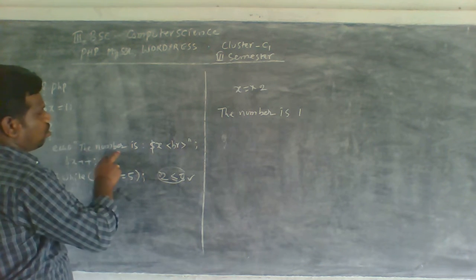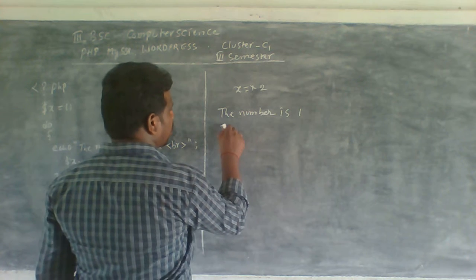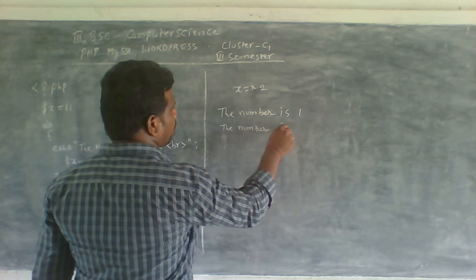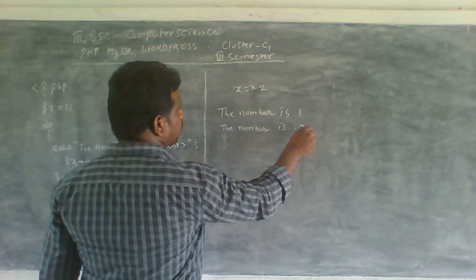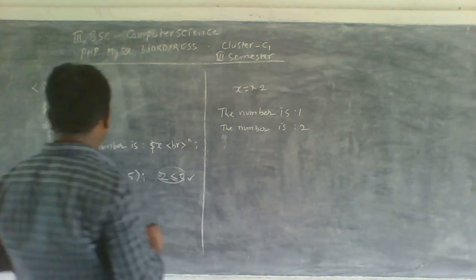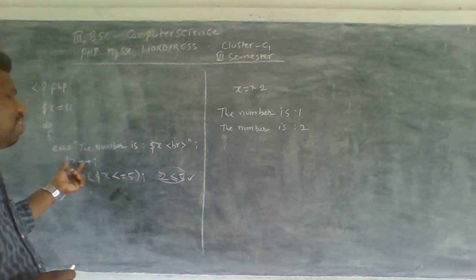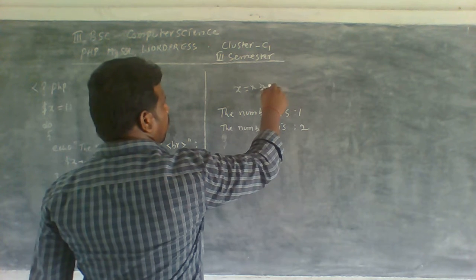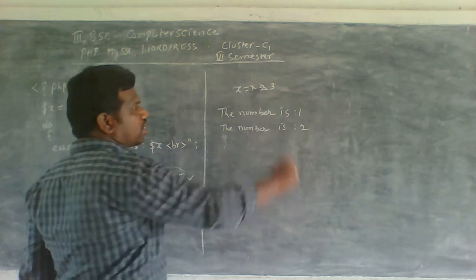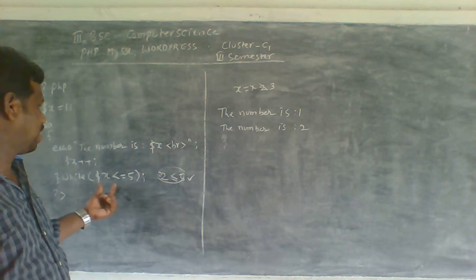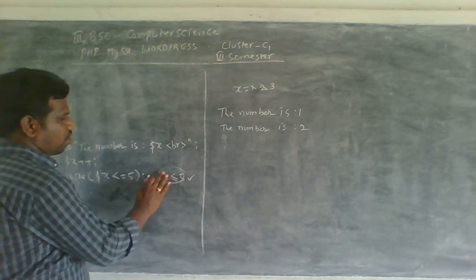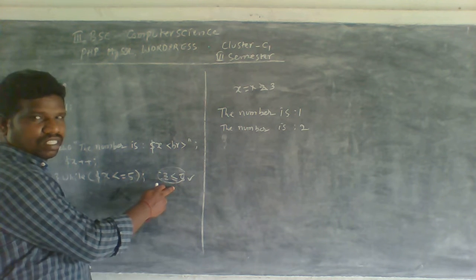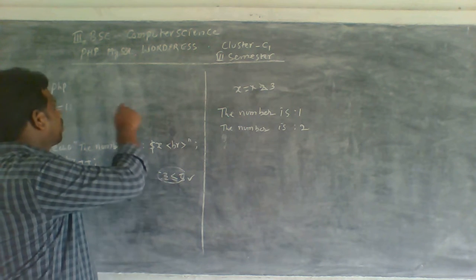Do, and the number is printed here. The number is x, which means 2 here. Then we increment the x value, x plus plus, so x equals 3. 2 plus 1 is equal to 3 here. And we check the condition here. Is 3 less than or equal to 5? The condition is true or false? The condition is true. Then it goes again here.